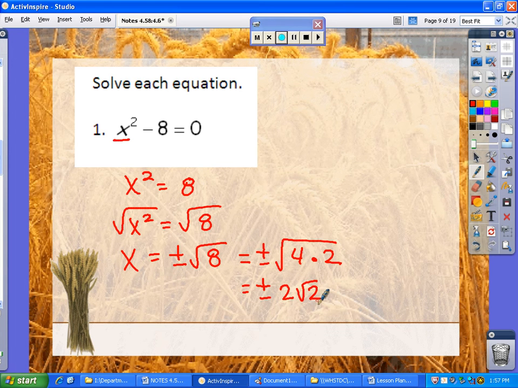When you check this on your calculator, you're going to get a decimal answer. But you can type in 2 square root of 2 and check it with the answer that the calculator gives you. The calculator won't give you that irrational number, but it will give you a decimal approximation of it. For the purposes of our work, leave it as an irrational number. Do not make it a decimal. So your two solutions are negative 2 square root of 2 and positive 2 square root of 2.